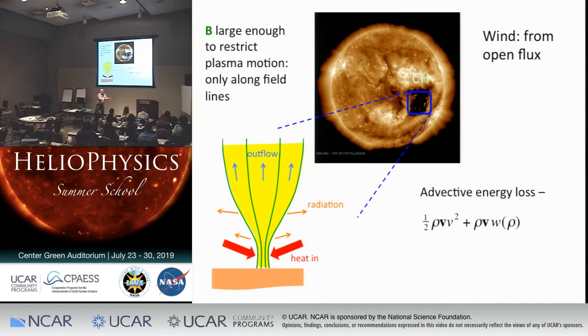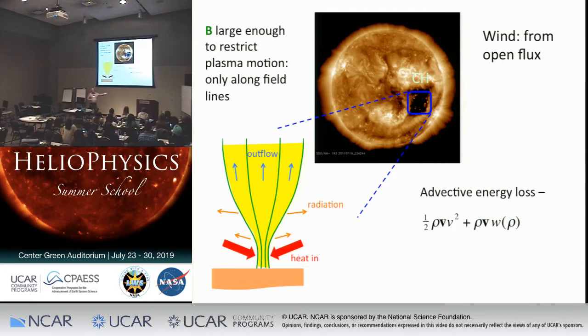And if you have a flow of material, then you have another energy loss term. That is the advective energy loss term. Here you can recognize kinetic energy, 1/2 rho v squared. Rho is the mass density of the plasma. V is the velocity of the plasma. Velocity squared, rho v squared, that's the kinetic energy. And then another factor of V, that's the flow of kinetic energy.